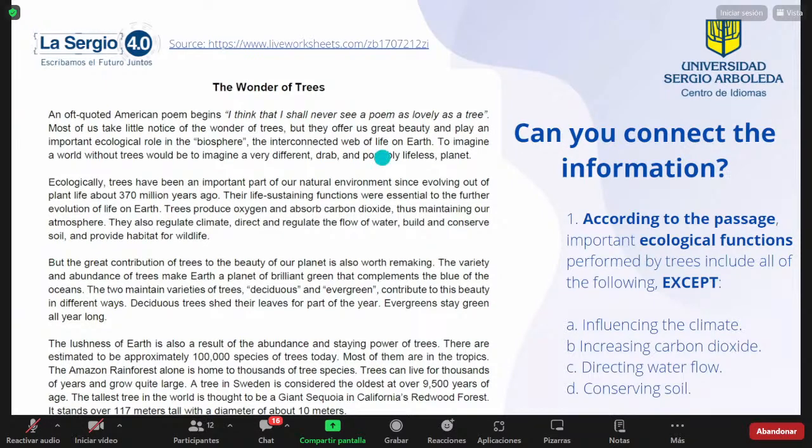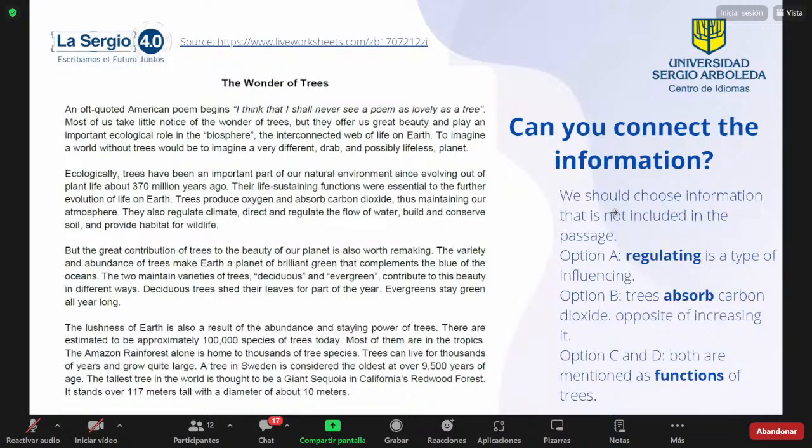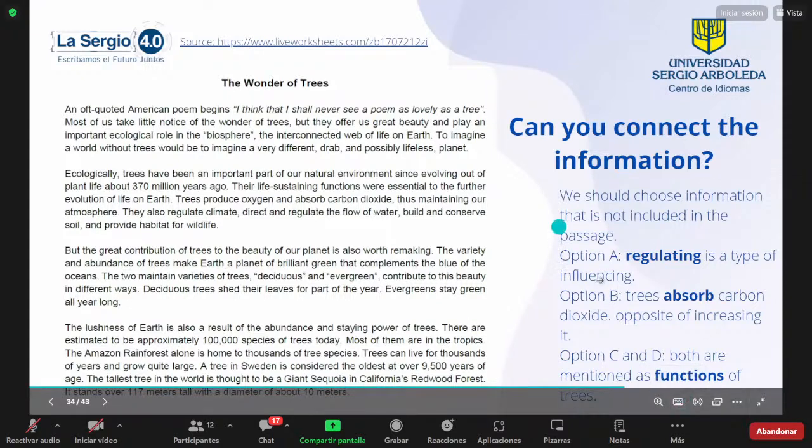Okay, 2 minutes, exactly. These are the type of questions where you usually need the 2 minutes, no? Like to be sure. So that's why I tell you, if you can make them before. So the answer would be option A, regulating is a type of influence. Trips have circumambulate, opposite of increasing, and C and D both are mentioned as functions. So the answer is B.